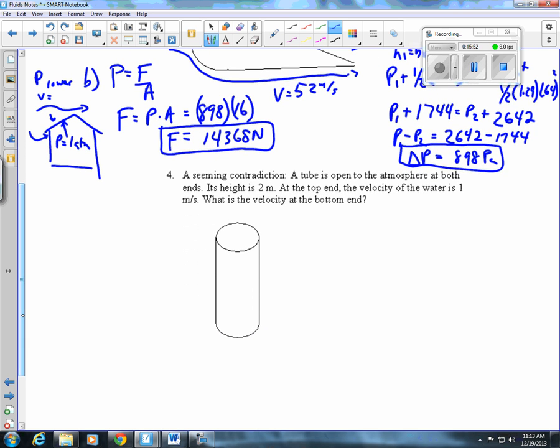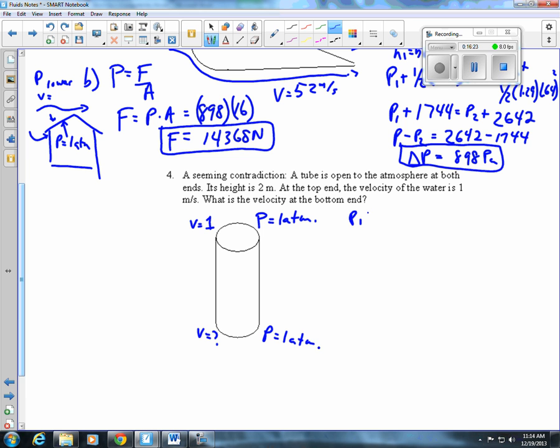Now, I have an interesting problem here. When I did this problem the first time, I was very confused. Let me show you what happens. The tube is open to the atmosphere at both ends. So I know the pressure here is 1 atmosphere because it's open, and I know the pressure here is 1 atmosphere. At the top end, the velocity is 1, and I want to know the velocity at the bottom. So again, it's a moving fluid, so I have to use Bernoulli's equation.